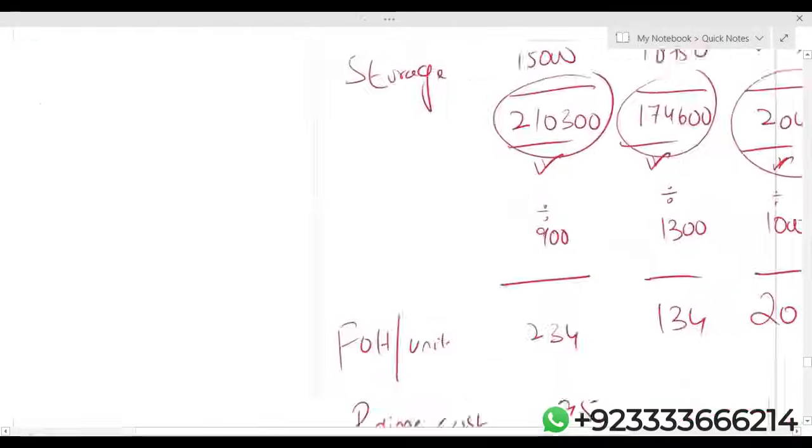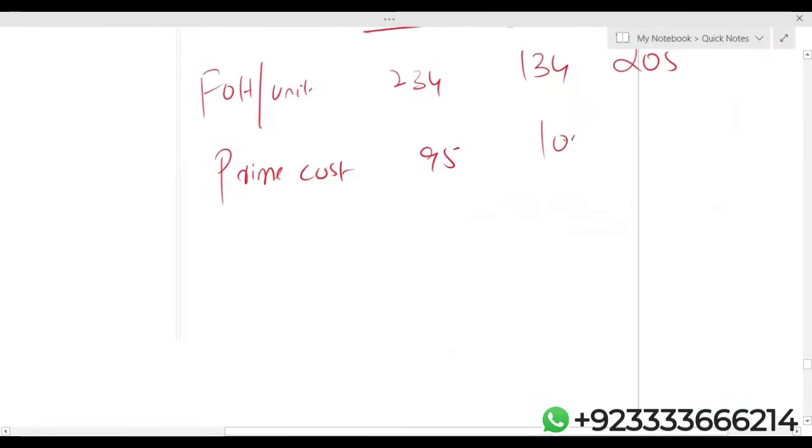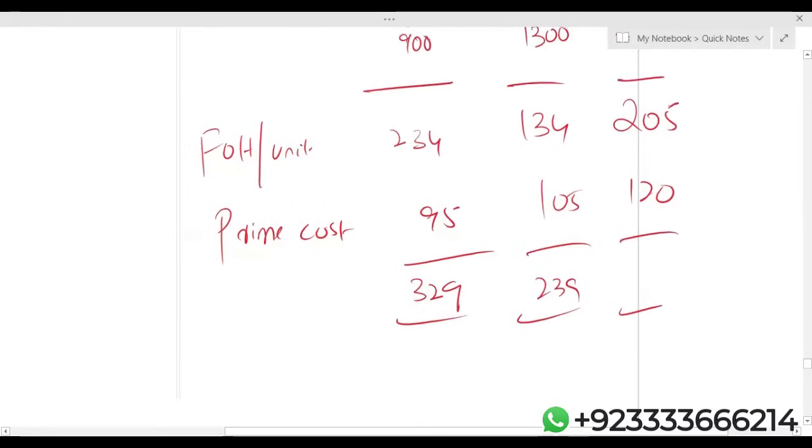95, 105 and 120. So 234 plus 95. 134 plus 105, 239. 205 plus 120. So students, you can see one more thing.